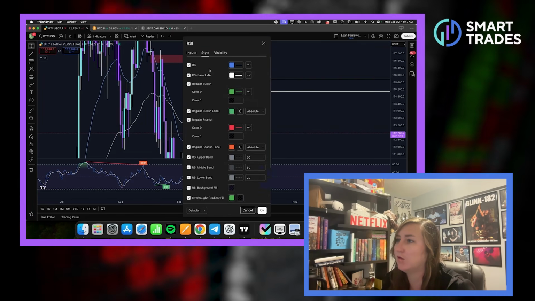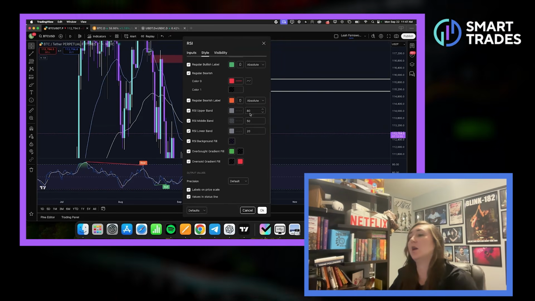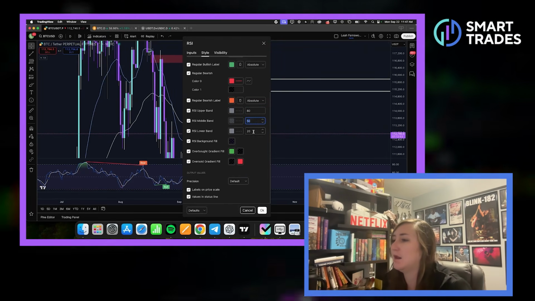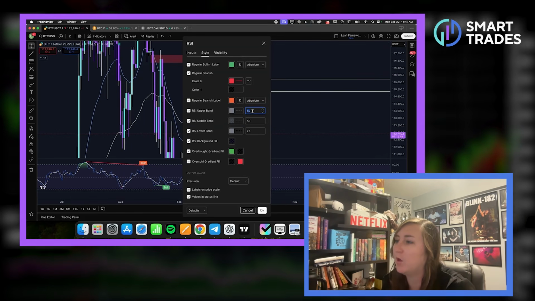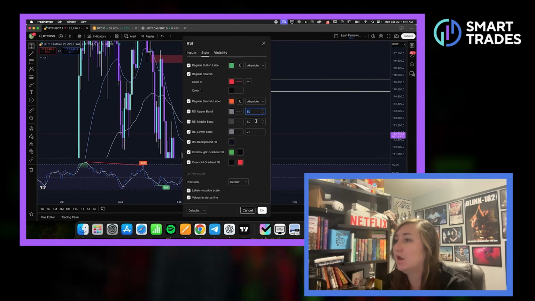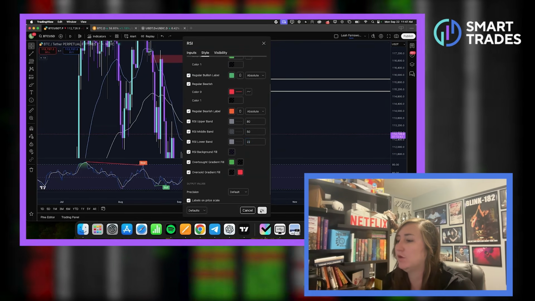You can color the lines however you wish. Here's kind of all of this. Oh, the RSI upper band and middle band and lower band. Make sure to set these values correctly as well. I have 80 for the upper band, middle is 50, and lower band is 22 here, okay?